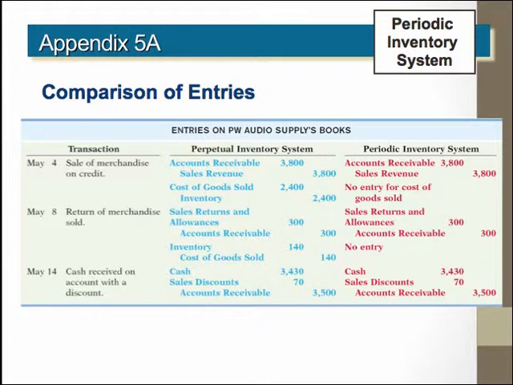Taking a look at the May 8th entry, both record the debit entry to sales returns and allowances and the credit entry to accounts receivable. The difference is the perpetual system needs to recognize the inventory coming back to the seller and the reversal of the cost of goods sold expense. Periodic does not have to make that entry because we didn't make the entry on the May 4th activity.